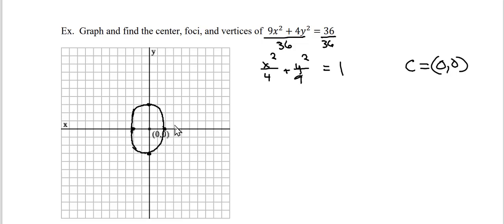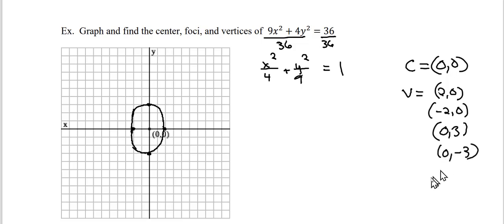Okay, so we have another vertical ellipse. We graphed it, we found the center. Let's write down the vertices. We have them. 2, 0, and negative 2, 0 would be the minor vertices. 0, 3, and 0, negative 3 would be the vertices on the major axis.